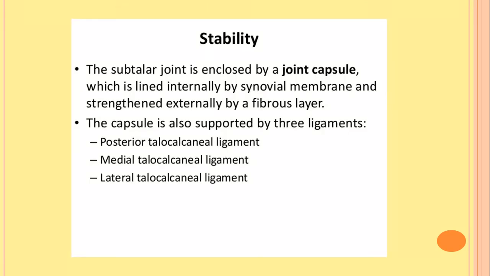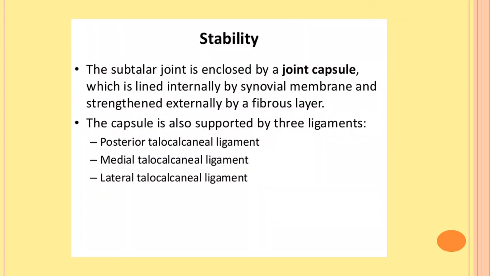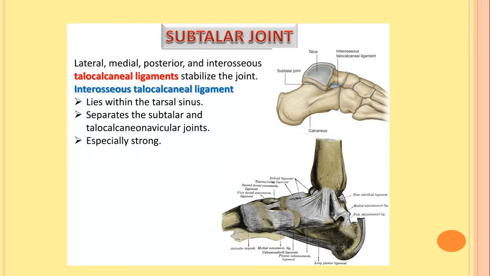So if we go to the next slide, we see these ligaments. Stability is provided by the joint capsule, lined by synovial membrane and strengthened by the fibrous layer. The capsule is supported by three ligaments: the posterior talocalcaneal ligament, the medial talocalcaneal ligament, and the lateral talocalcaneal ligament, as their names imply: anterior, posterior, and middle.